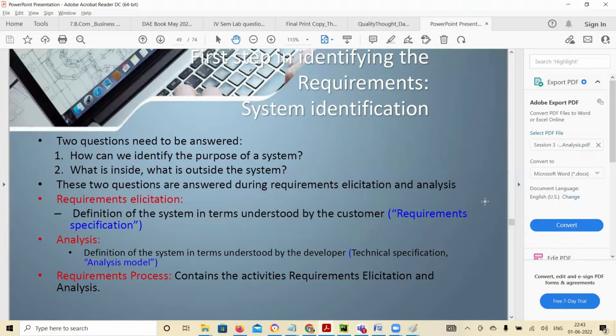that you don't have to develop and deliver. So you have requirements elicitation, you have analysis, and finally you talk about the requirements process. Here you see requirements elicitation is the definition of the system in terms understood by the customer. So when you say requirements elicitation, what is it? This is the core. Most of the interview questions will be based on this topic itself.